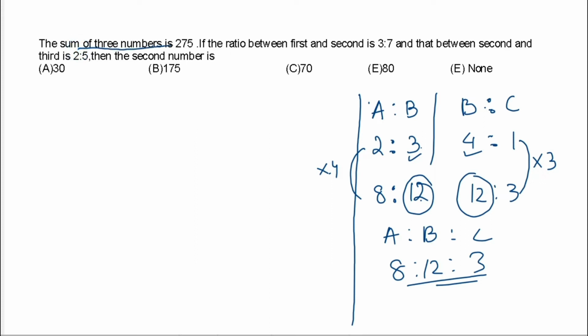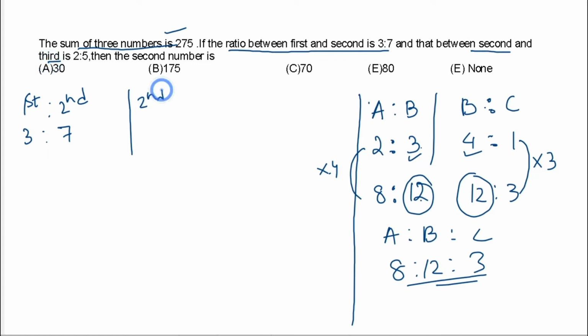It says that the sum of the three numbers is 275. Leave this for the time being and read further. It says the ratio between the first and the second, so we have a first and we have a second, is 3:7. All right, and then between the second and the third is how much? 2:5, and we have to find the second number, right?